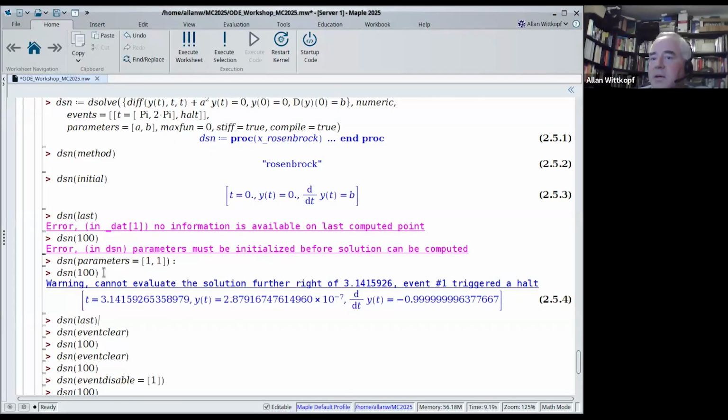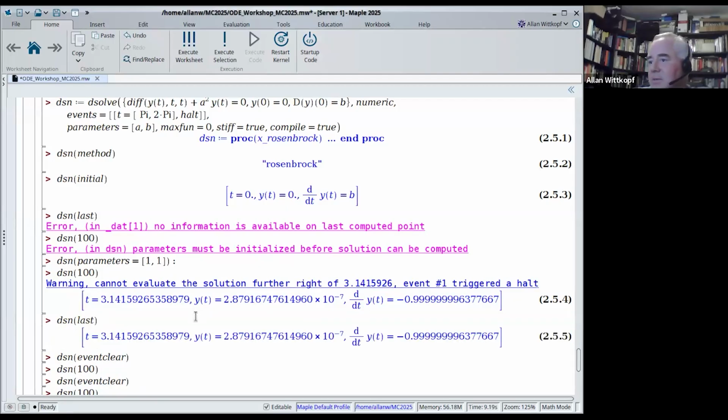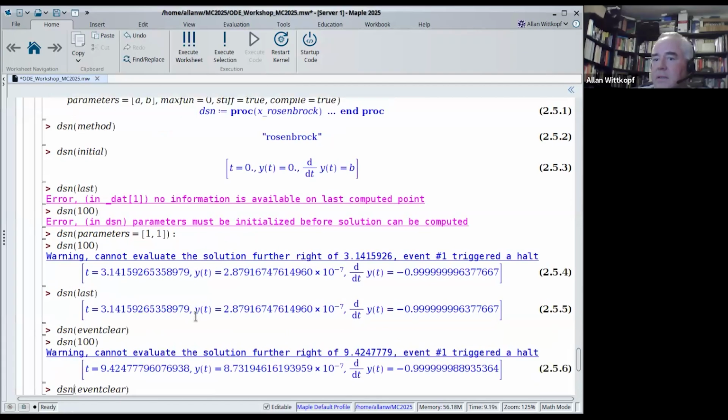So we request the value out at 100, we get a value. Now we ask for last. It tells us what the last value it computed was. We can clear the event. We noticed that it actually halted when we asked for the value at 100 at 3.14. Again, this is one of the places where last is handy. We can clear the event to say, okay, let's clear that halt trigger and continue integration. And if we do the clear, and then we call it again, it runs until the next event occurs.